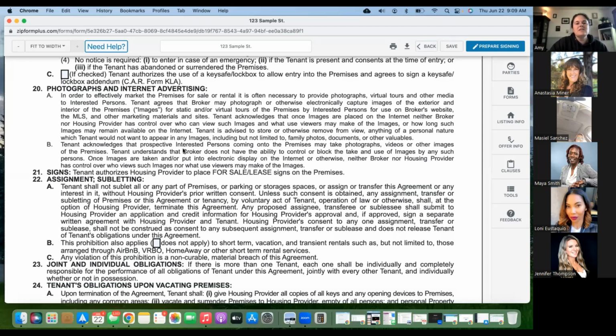The tenant acknowledges that prospective interested persons coming into the premise may take photographs, videos, and images of the premise. Tenant understands that broker does not have the ability to control or block the taking and use of images by such persons. Once images are taken and are put into electronic display on the internet or otherwise, neither broker nor housing provider has control over who views such images or what the viewers may make of those images. So photographs, you can take photographs. Any questions about photographs and internet advertising, section 20?